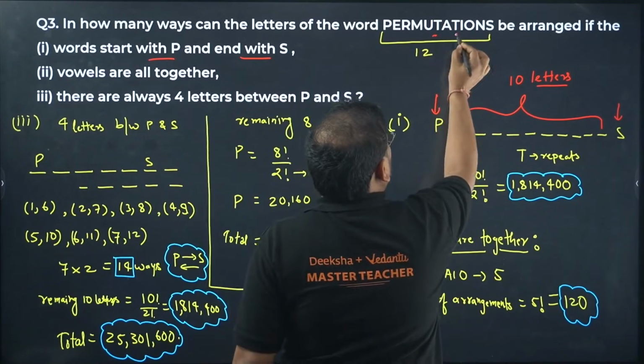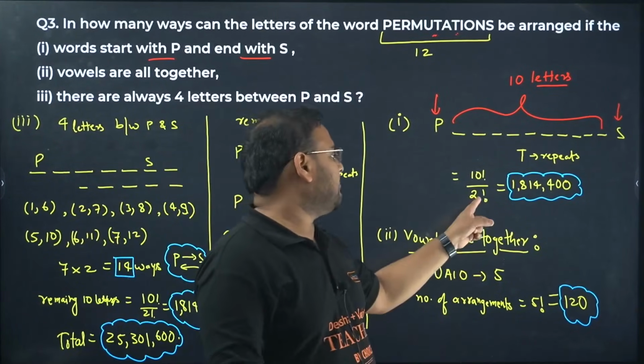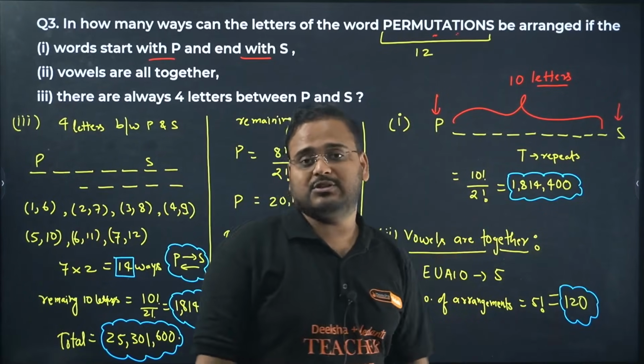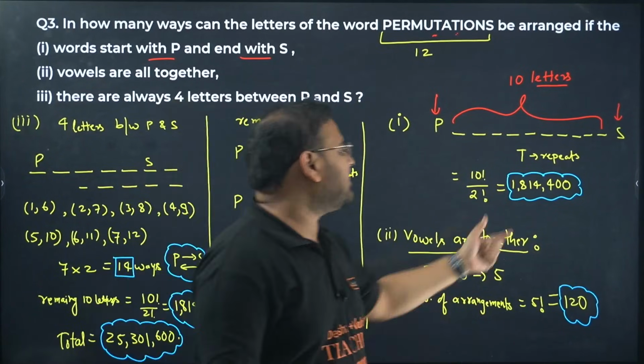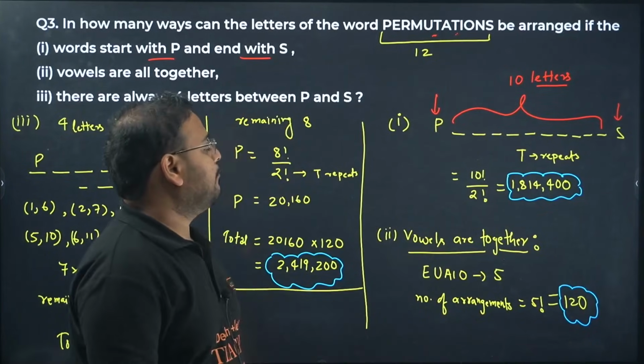Permutations, T is coming 2 times, means divide by 2 factorial. Okay, because you can switch back like that, no? So divide by 2 factorial. If you do this, you'll get 1814400. Yes, a little bit calculative in nature, but a very simple one. Got it? Okay, moving on.